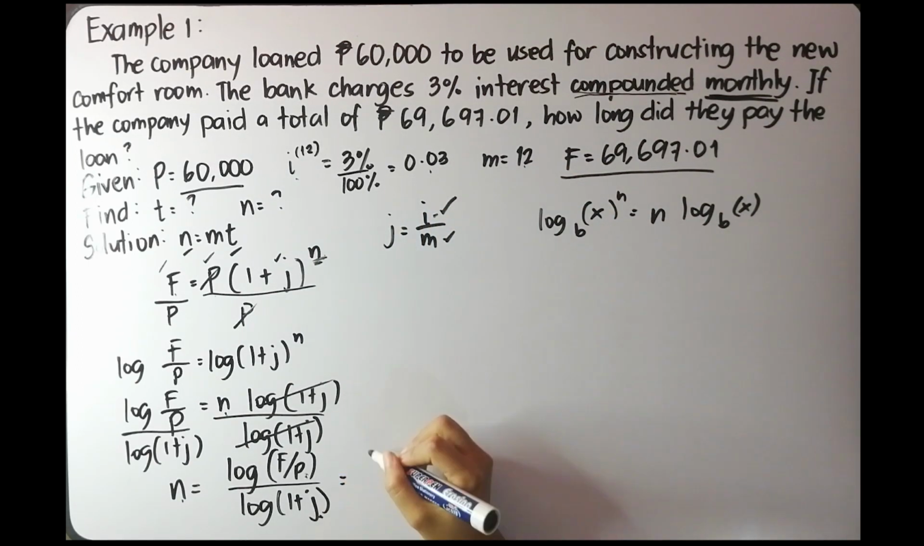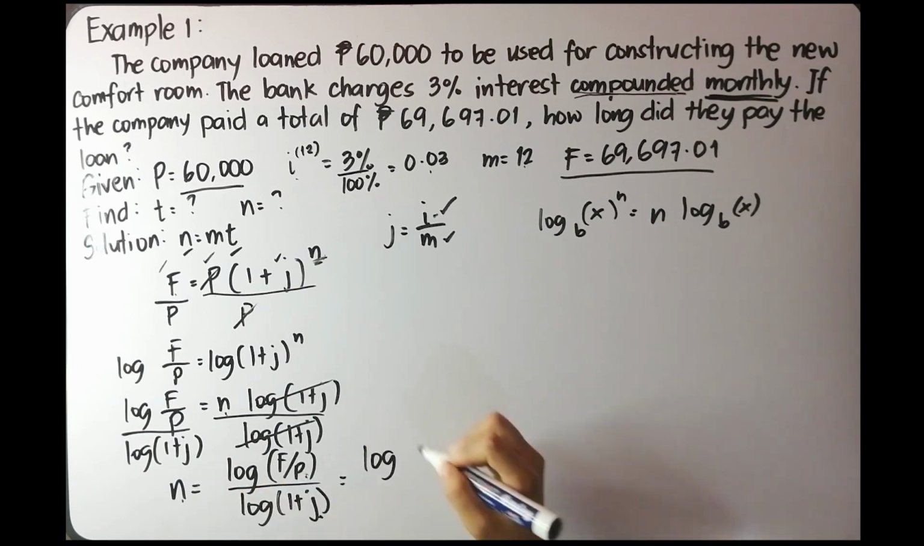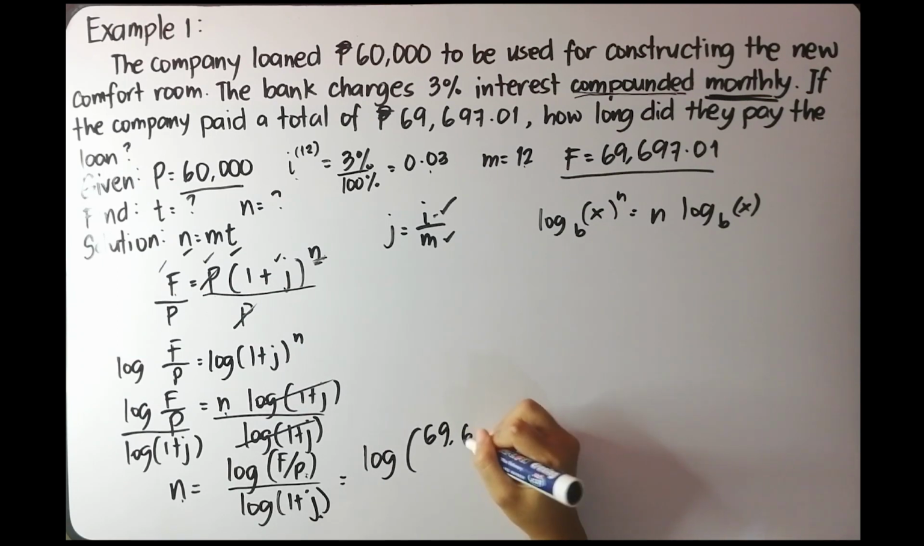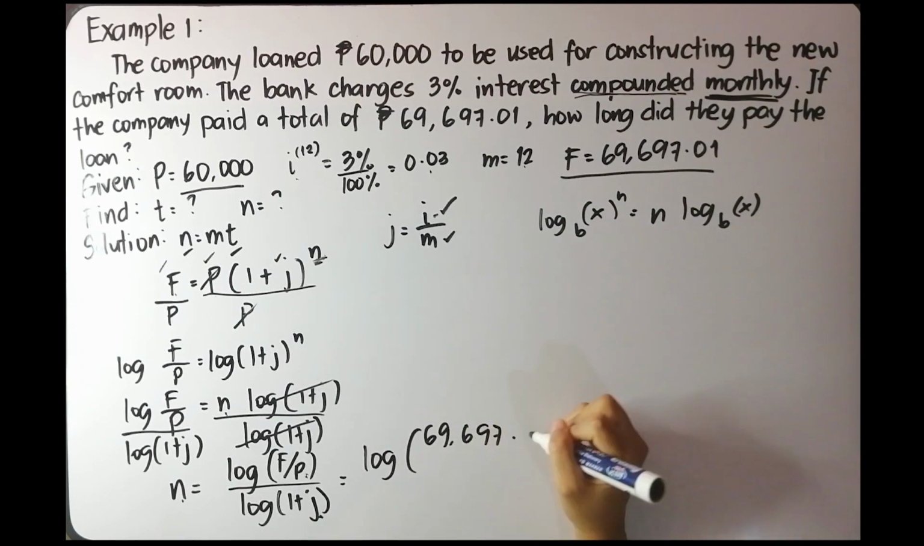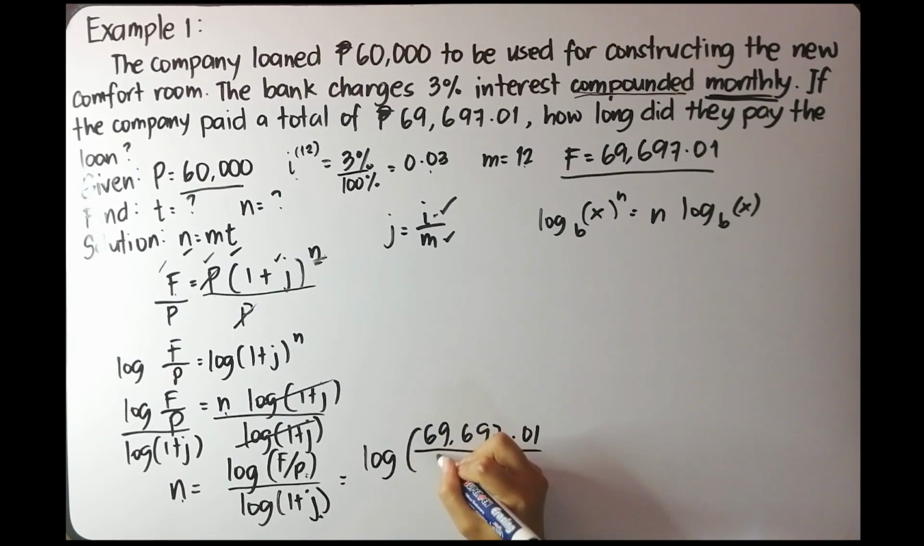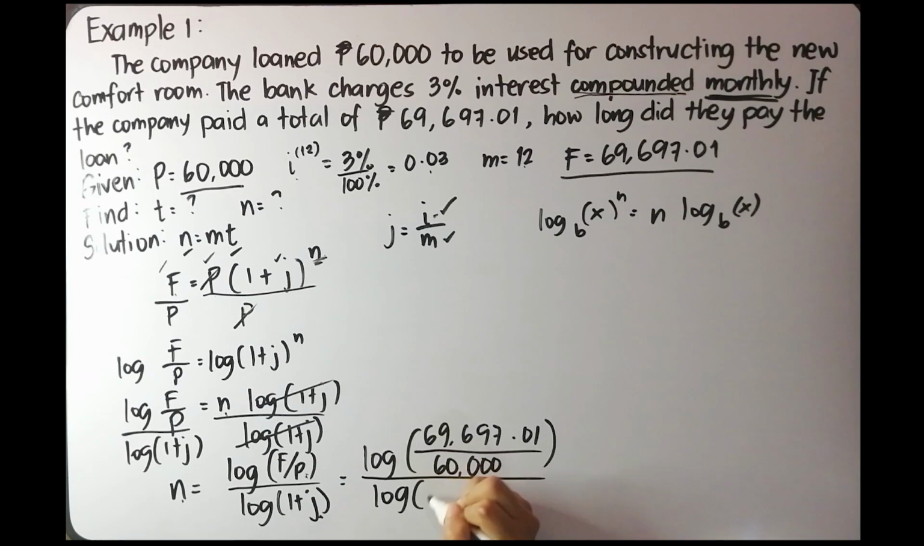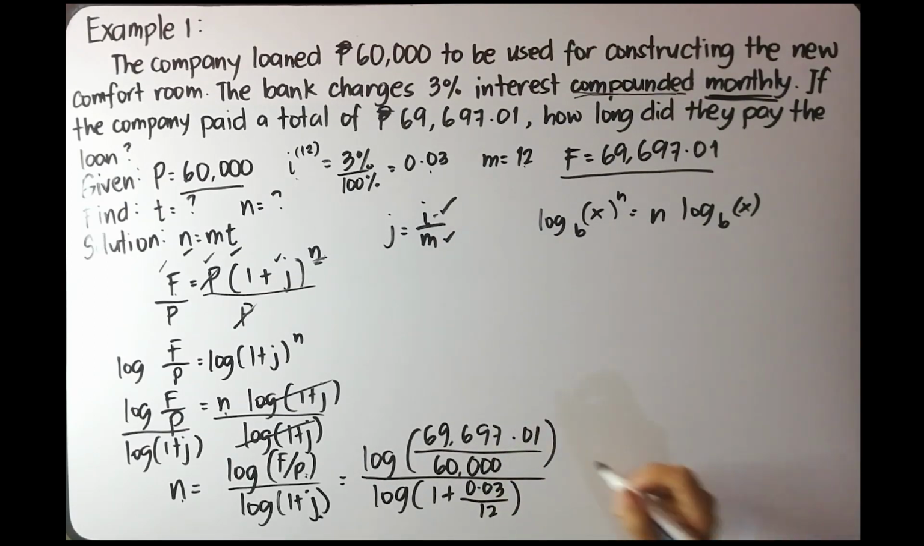So let's substitute. We have N equals log of F, our F is 69,697.01, divided by 60,000 pesos, all over log of 1 plus our J, which is 0.03 divided by 12. What is the value of this log?